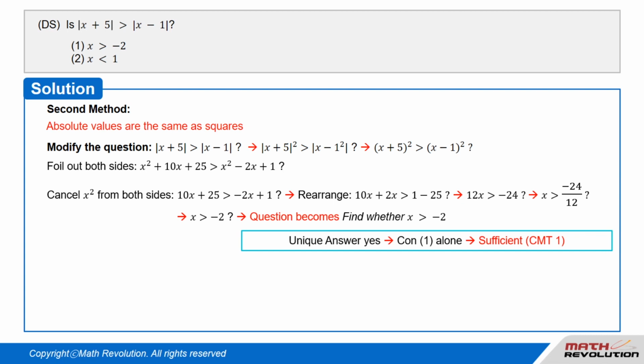So, the answer is unique, yes, and condition 1 is sufficient by the common mistake type 1, which means that the answer must be in terms of a unique yes or no.